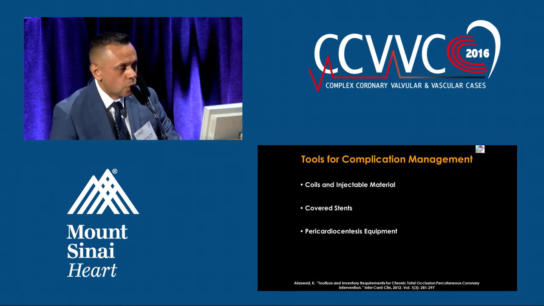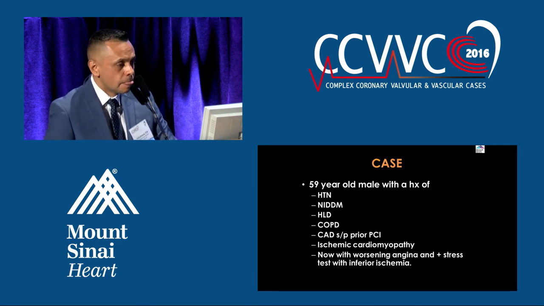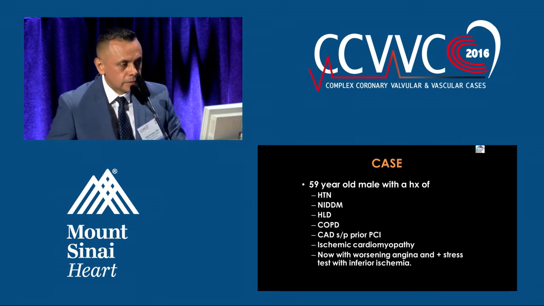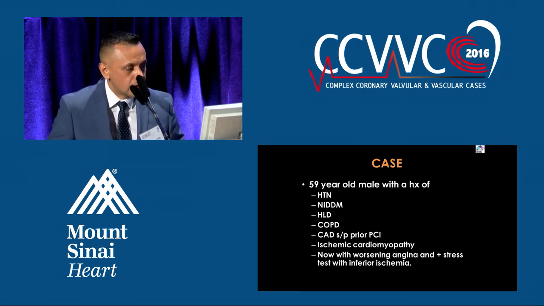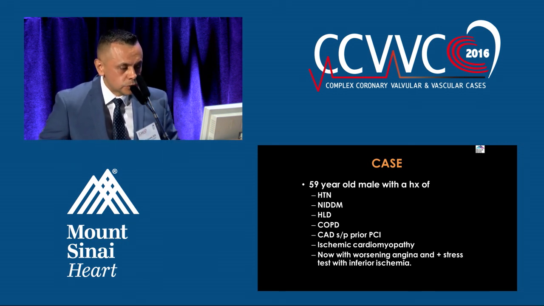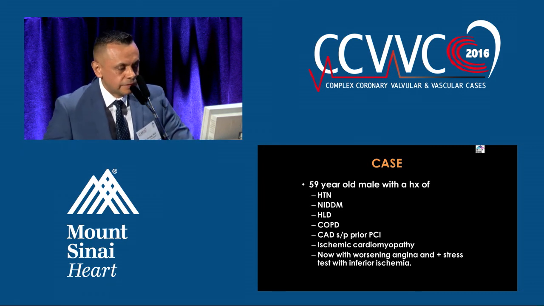You have to have coils on hand, or at least nearby. You have to have covered stents, gel stents, as well as pericardiocentesis equipment on hand. So I have a case: a 59-year-old male with a history of all these risk factors, ischemic cardiomyopathy suggesting a low EF. He was treated in another hospital, and they failed to go antegrade. So he was referred to Dr. Kinney, and she was going to attempt a retrograde.